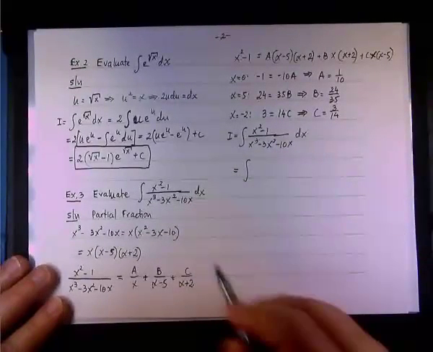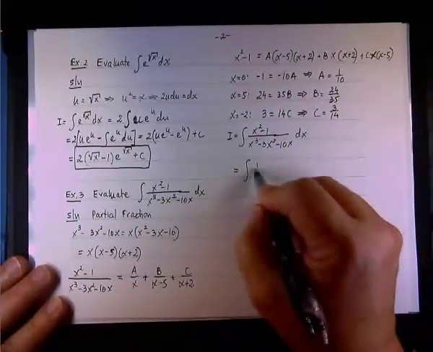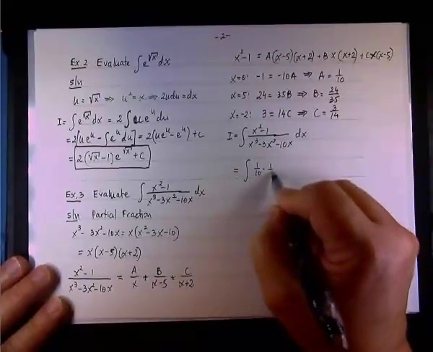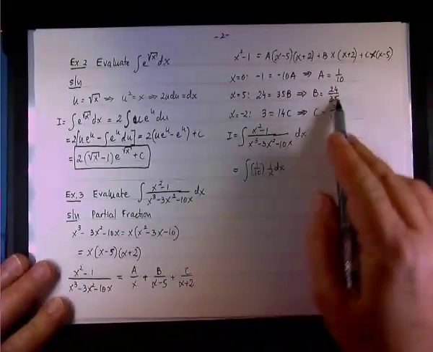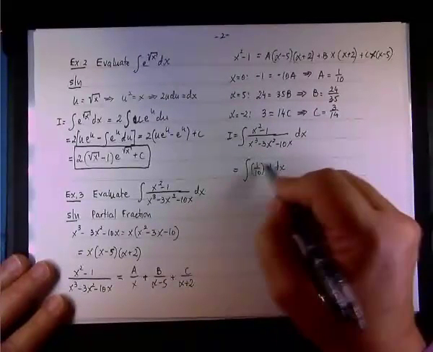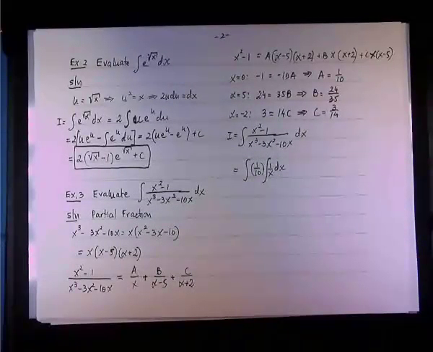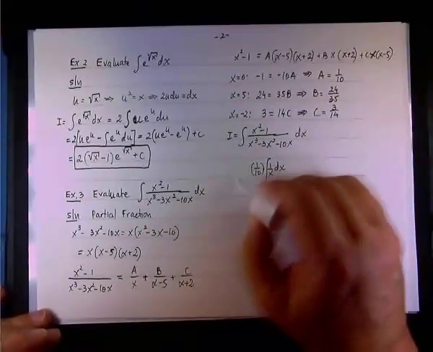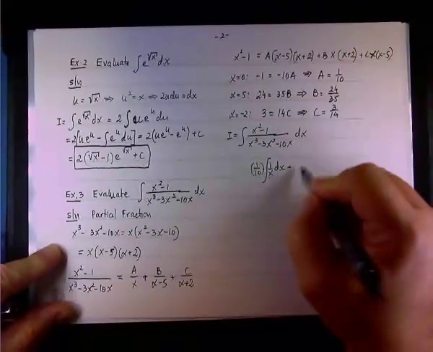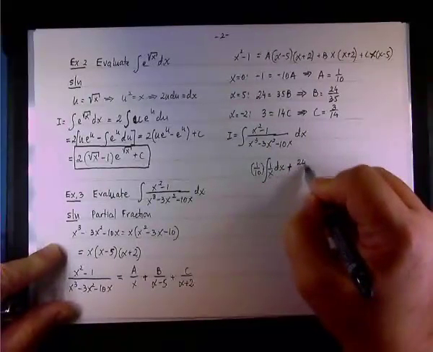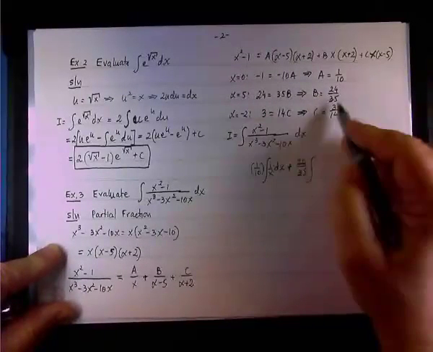originally was x squared minus 1 over x cubed minus 3x squared minus 10x dx. Now it looks like the integral of, and then A is 1/10. So 1/10 times 1 over x dx, and then the next one is 24. Actually, I should have put it outside the integral. The coefficient can be factored outside, like so.